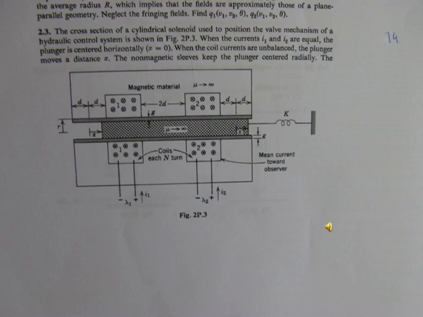Lambda 1 equals L11 I1 plus L12 I2, and lambda 2 equals L12 I1 plus L22 I2. In this case, L11 is equal to L0 multiplied by (3 minus 2h/d minus (h/d) squared). Also L22 equals L0 multiplied by (3 plus 2h/d minus (h/d) squared). L12 equals L0 multiplied by (1 minus (h/d) squared). So this is the problem given.